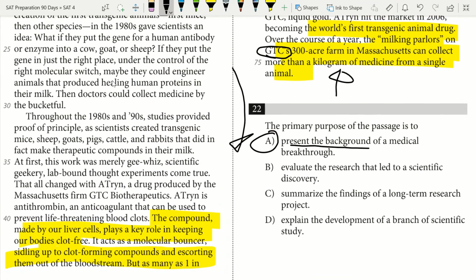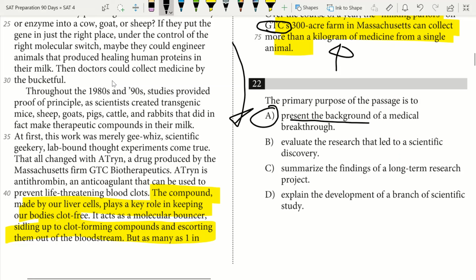Okay, so I'm going to look at my highlighted portions first. I see that I have 1980s and 90s in the middle left of my screen. So if I go down to my highlighted portion on that paragraph, I see the compound plays a key role in keeping our bodies clot-free. Okay, that's not really talking about the research in the 1990s. That's talking about atrin. So I want to go back up and read more about this 1980s and 90s.